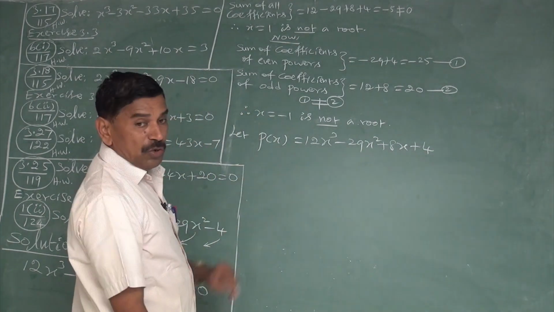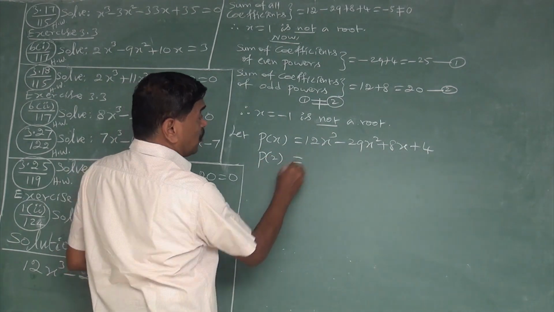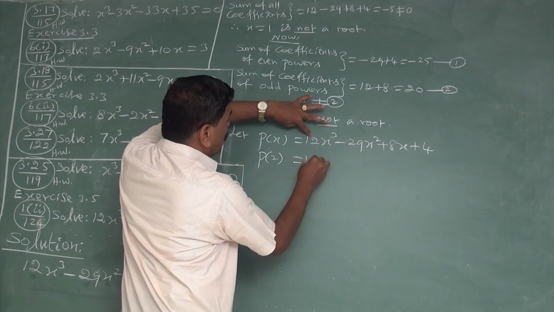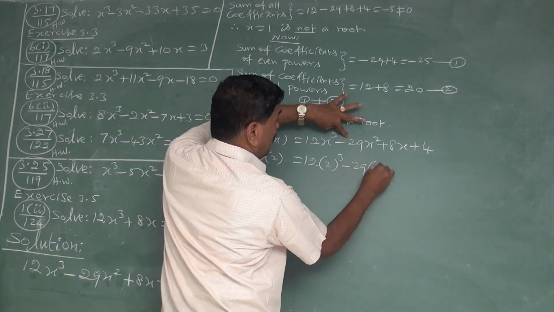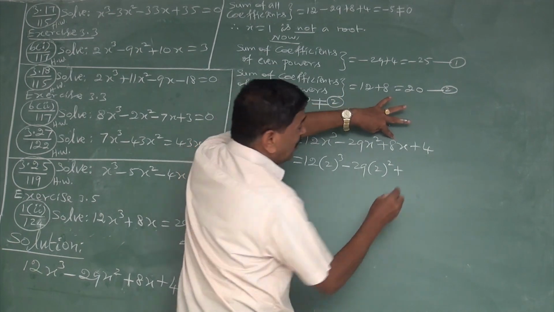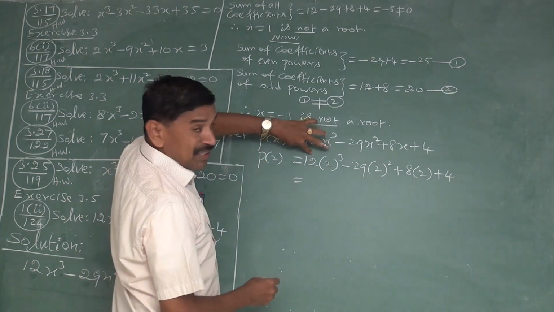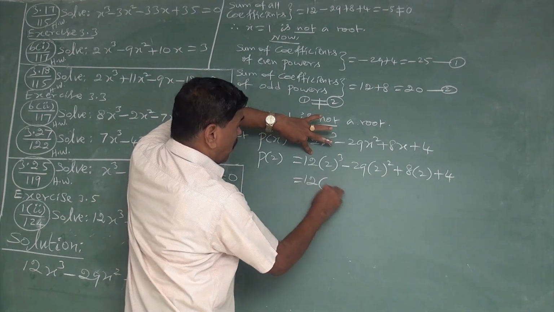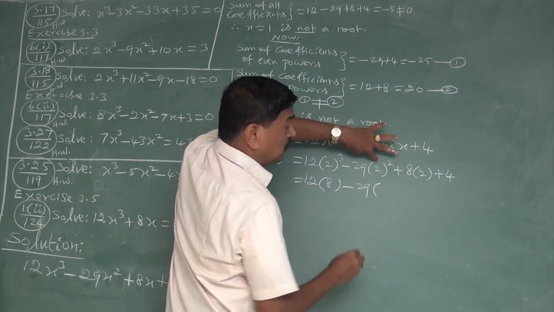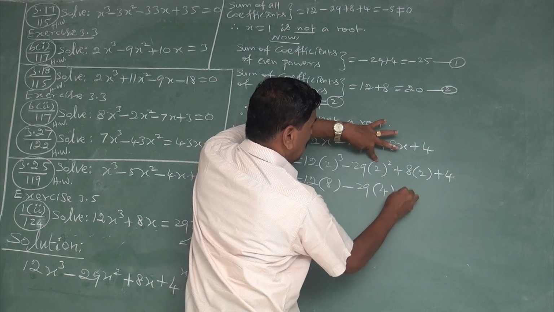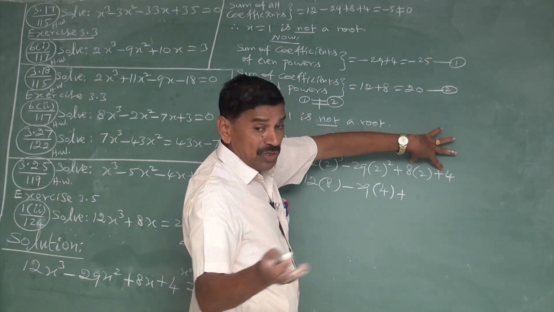Now, put x equal to 2. Very good. P of 2 is equal to 12 of 2 the whole cube minus 29 into 2 the whole square plus 8 into 2 plus 4. Okay, simplification. 12 of 2 cube, which is 8, minus 29 into 2 square, which is 4, plus 8 twos are 16 plus 4.